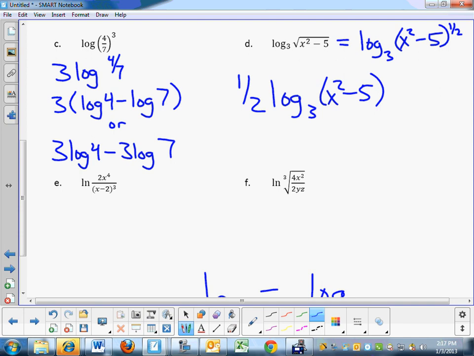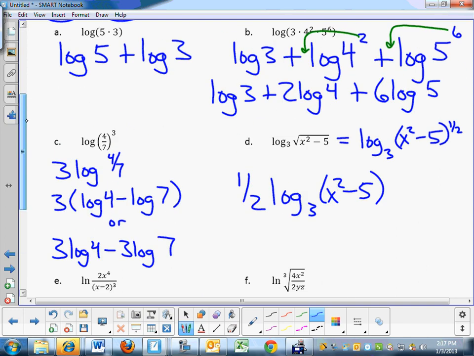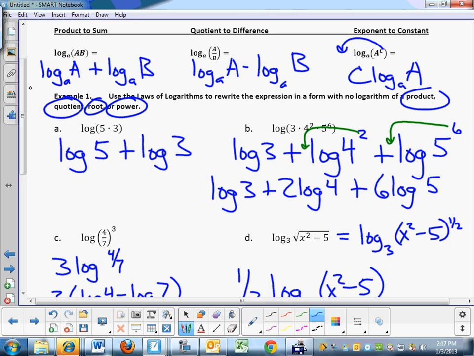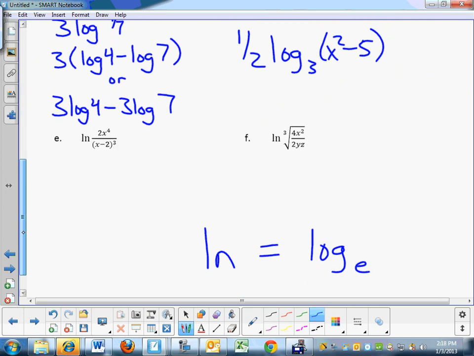In our laws of logarithms, was there a way to separate addition or subtraction? No, there wasn't. We have a way to separate multiplication, a way to separate division, and a way to separate powers. But we do not have a way to separate addition or subtraction. So this x squared minus 5 just stays. I can't do anything with it. The 1/2 is out in front. That's all I can do. Done.